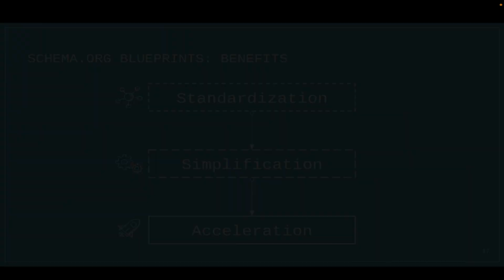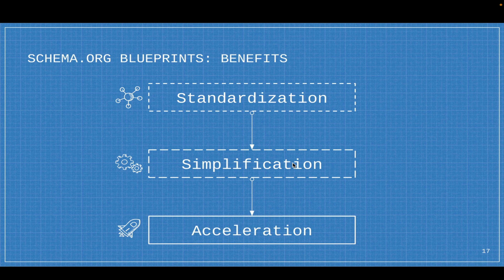And I'm just going to call out the benefits. I like calling these three simple things. Standardization. Everyone's working off of a standard. It makes it just easier. It simplifies the process of creating things. We're not reinventing the wheel on how we structure our data. It makes it possible to do it in a few clicks, which really leads to acceleration. This makes it faster to build rich data for enterprise websites.